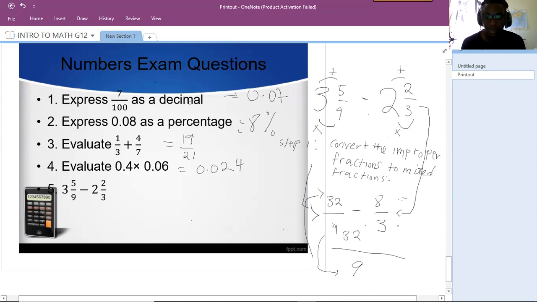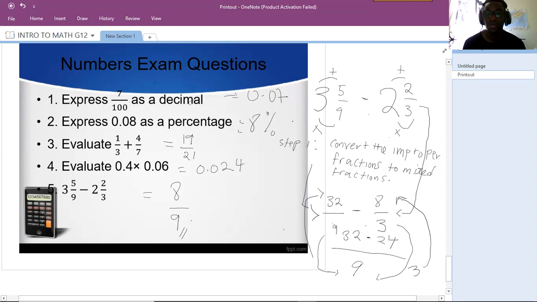Then we're going to say 3 into 9, 3, 6, 9, that's 3, right? Then 3 multiplied by 8, 8 times 3, it would be 24. So this is 32 minus 24. If we say 32 minus 24, we're going to get 8. So our answer will be 8 over 9 as our final answer. So this is how we solve these fractions.